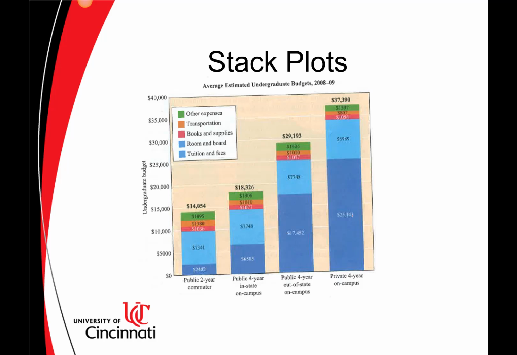Okay, so let's read and see what this has to say. Average estimated undergraduate budgets, this is for '08-09. This is the undergraduate budget, okay, so it's going up evenly by 5,000s. And it's in 4 different groups. 2-year commuter, oh, that's us. 4-year public, that's main campus, UC. 4-year public out of state, that's if you go to Indiana University. 4-year private, can anybody think of a private university?